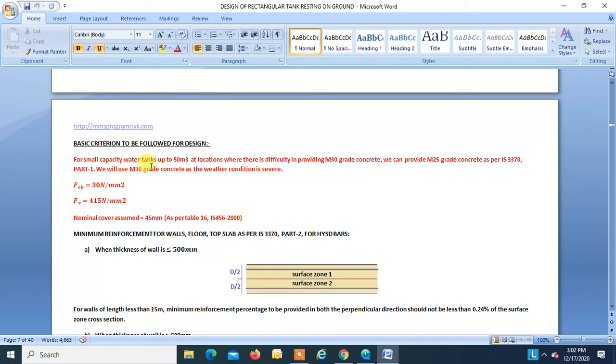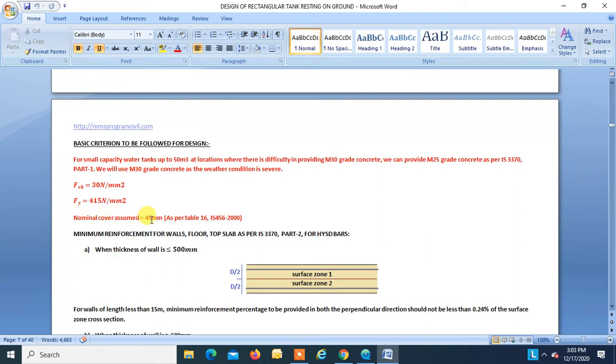We will use M30 grade concrete because the volume of our water tank is 120 meter cube, right? That is 6 meter length into 5 meter width into 4 meter height, equal to 120 meter cube, which is greater than 50 meter cube. So we will have to use the minimum grade of concrete, that is M30. And the weather condition is considered to be severe in the case of a water tank. So fck is 30 Newton per mm square, fy is 415 Newton per mm square.